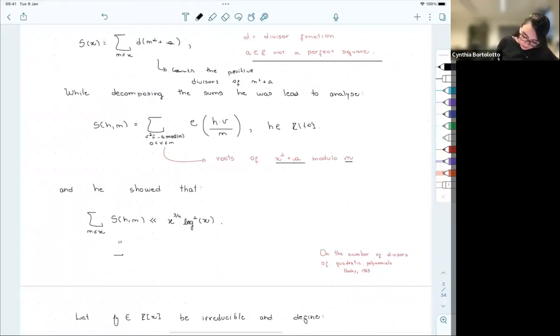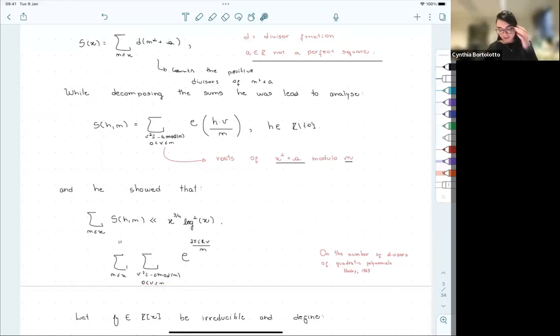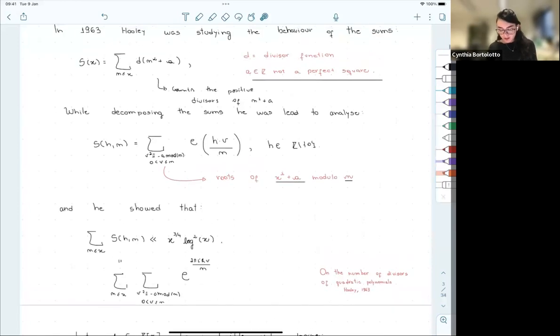So here we have the sum up to n, and then we sum all the roots mod n of this quadratic polynomial. And then we have this e to the 2 pi i h v divided by n. And then he showed this decay for this exponential sum. And he saw that this was actually another interesting problem. This could actually mean something about how these roots distribute.